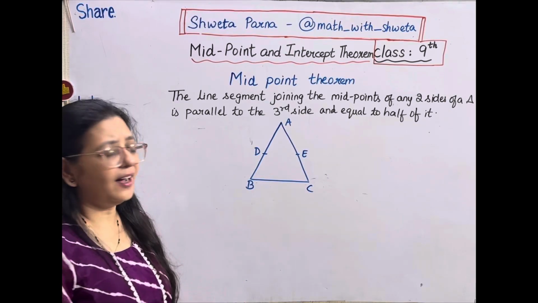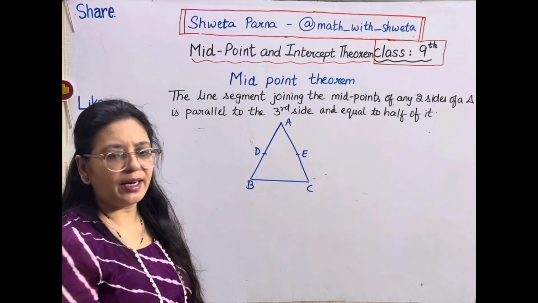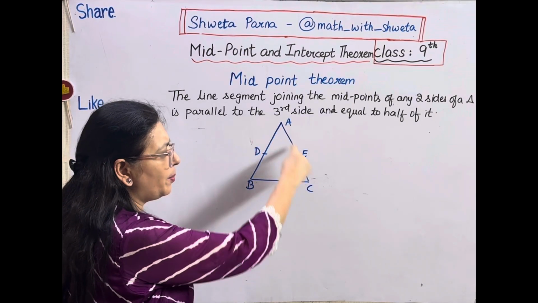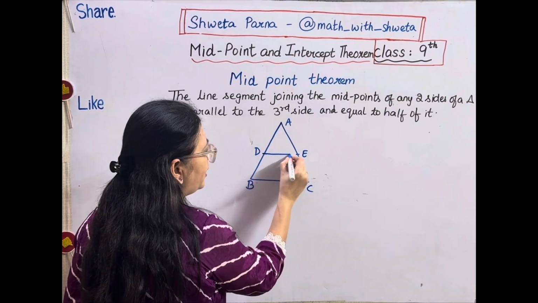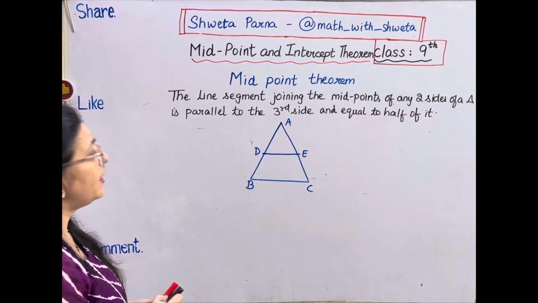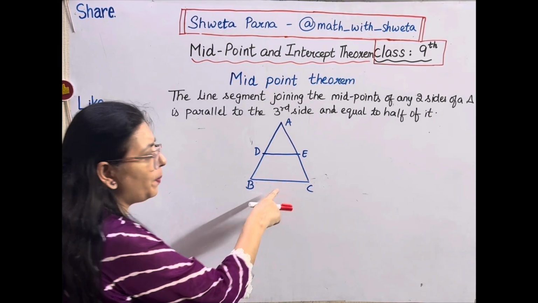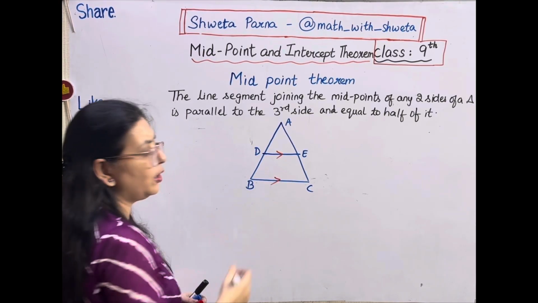Hi kids, let's understand what is a midpoint theorem. Now, in case of a triangle, if D is a midpoint of AB, E is a midpoint of AC, then if we draw a line segment joining these two midpoints, according to the midpoint theorem, this line would be parallel to the third side. So DE would be parallel to BC.